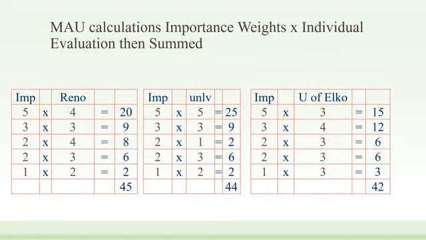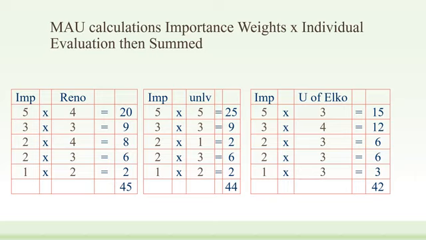So the multi-attribute utility calculation looks like this. It's the importance weight times the individual evaluation, and then summed. For instance, on Reno, the quality of education importance was a 5. Reno scored a 4. They got 20 points for that. In terms of cost, the importance was 3. Reno was evaluated as a 3. They get 9 points.